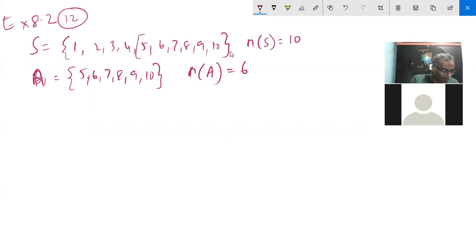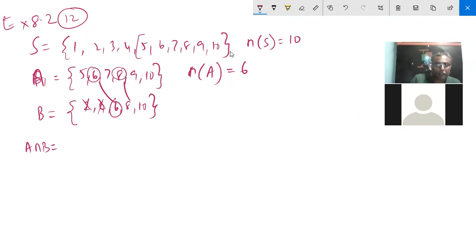It is known the number on the drawn card is more than 4. What is the probability that it is an even number? Event B is an even number. Okay. Event B is 2, 4, 6, 8, 10. Okay. Now A intersection B is what? This 2 and 4 won't come. 6 is there. 8 is there. 10 is there. Okay. So A intersection B is equal to 6, 8, and 10. N of A intersection B is 3.